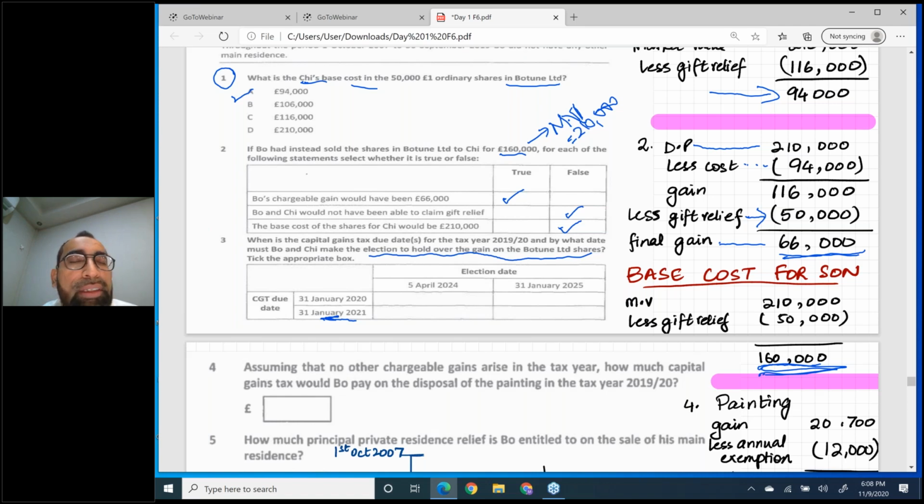So just add 4 years. Add 4 years from 5th April 2020, so it becomes 5th April 2024. So this is the correct matrix, C. This is the correct matrix which you have to take. In this, the last date of election is 5th April 2024, and the CGT due date is 31st of January 2021. So your 3 questions are done with the data we just read.